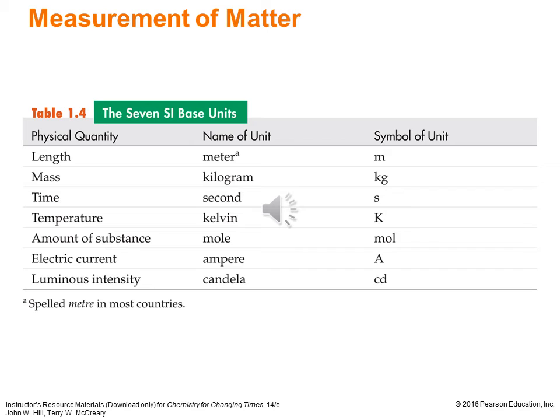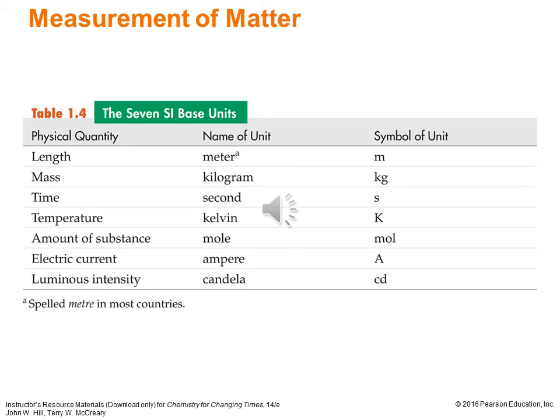Temperature, the base scale, is the Kelvin scale, capital K. We tend to use Fahrenheit here in the United States, but the rest of the world tends to use degrees Celsius. Again, neither of those is accepted as the base unit. In science, it's the Kelvin unit, capital K.